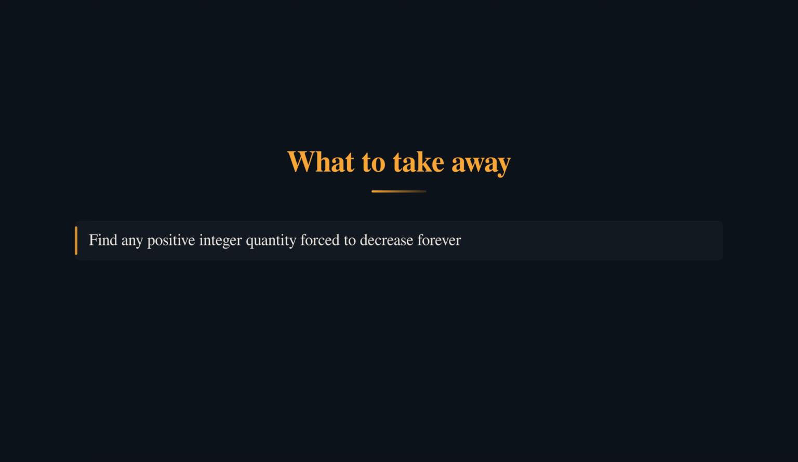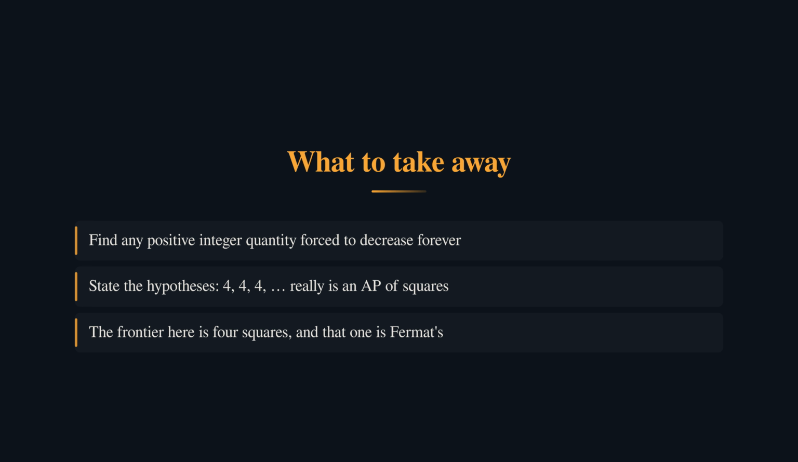So 3 things worth carrying away from all of this. Descent does not require shrinking a solution. Find any positive whole quantity that is forced to strictly decrease forever and you are finished. Here, it turned out to be the gap between consecutive roots. State your hypotheses honestly. A constant progression genuinely is an arithmetic progression of squares, so the word non-constant is carrying real weight rather than decoration. And notice where the difficulty actually sits. Ruling out infinitely many squares is a short descent. Ruling out 4 of them is Fermat's theorem.